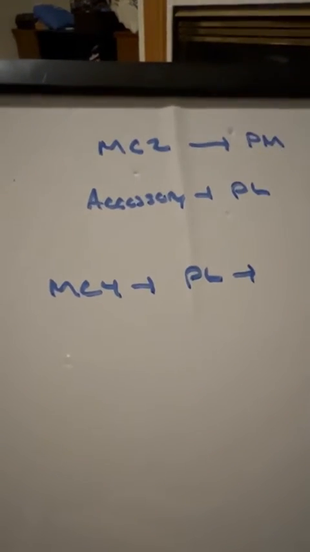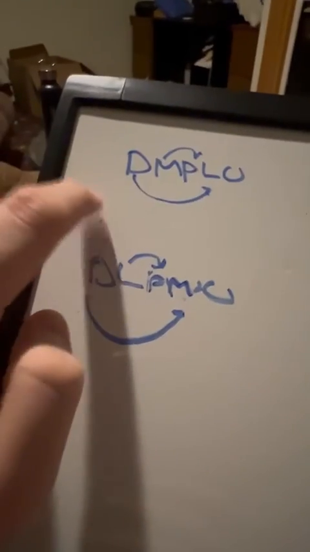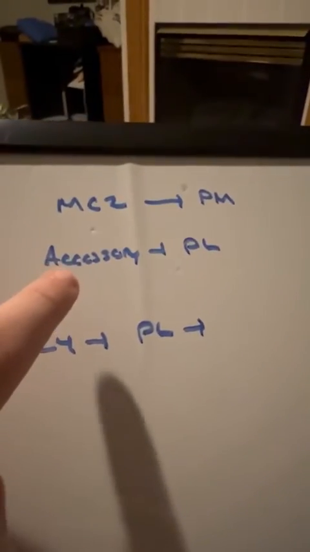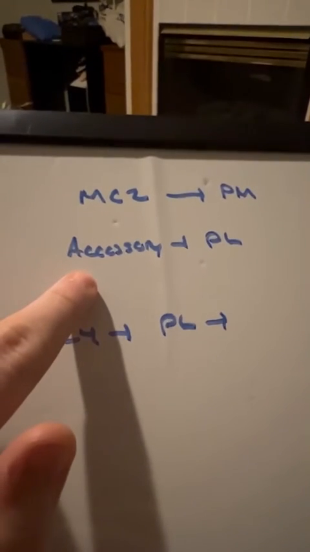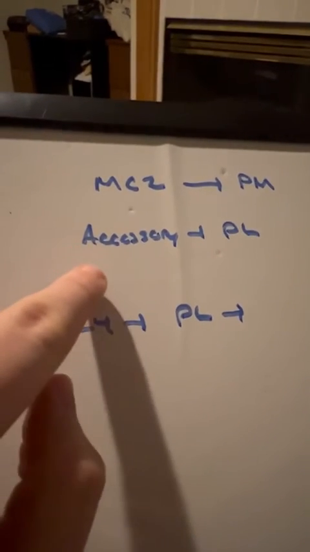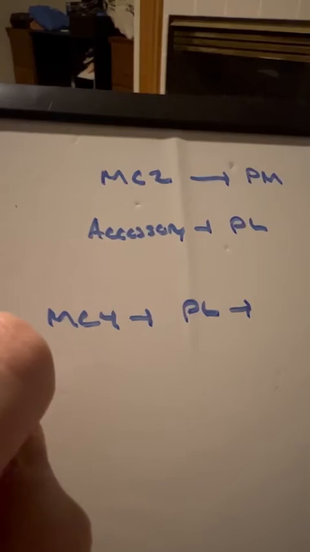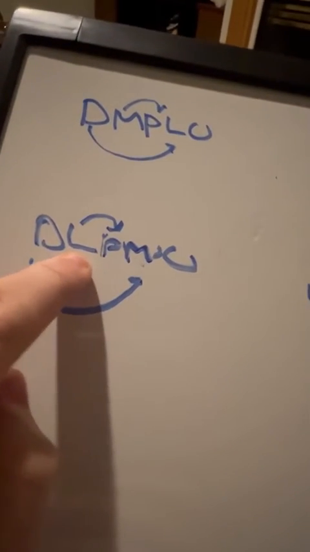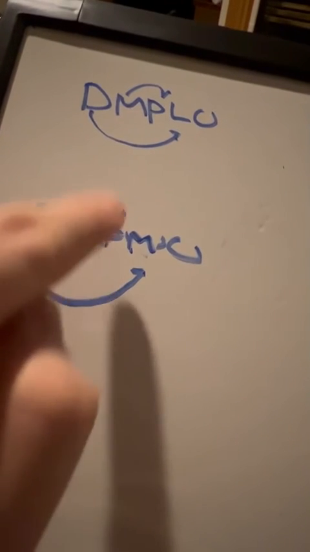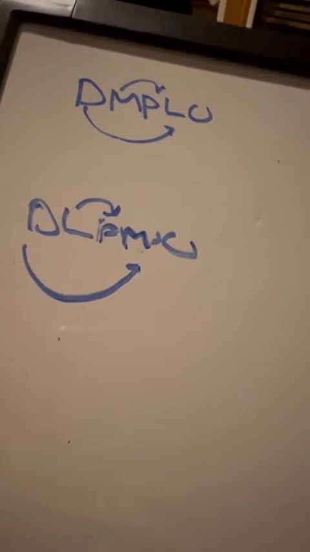Alternatively, if we are looking at a structure and cannot determine which view was used, we can work our way back through this method. For example, if we saw that the accessory carpal bone was highlighted, we know through our anatomy that the accessory carpal bone is on the plantar lateral side. We would just work our way back to say, okay, which one of these two highlights the plantar and lateral side? Again, that's the DLPMO.